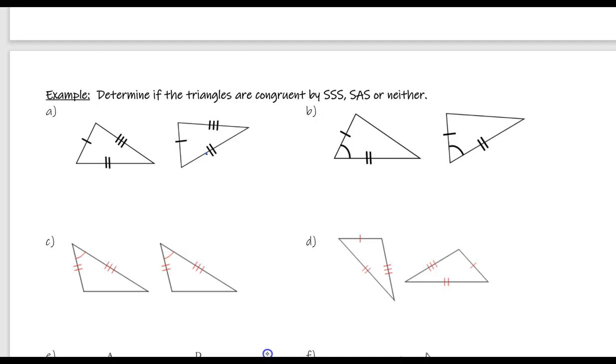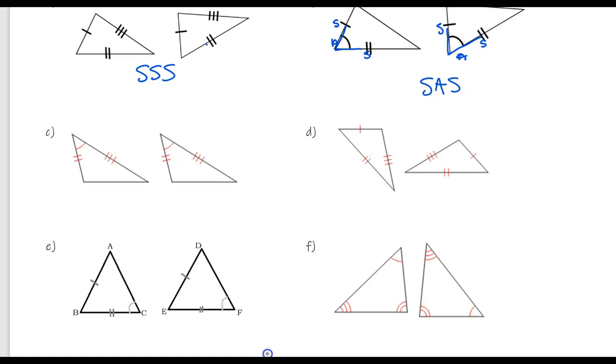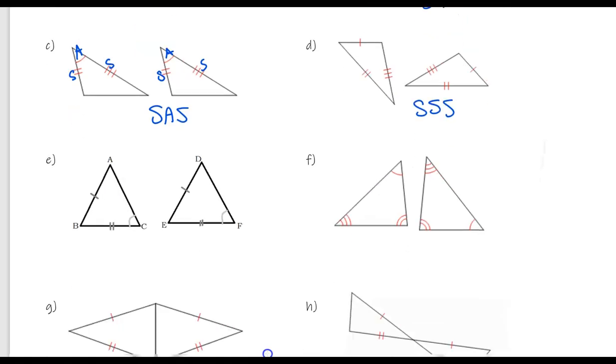So side, side, side. We can go ahead and put SSS. Here we have that side, we have that angle, and then we have that other side all touching. Again, side touching that angle and then touching that side. So SAS. Next we have S and then our A and then our S touching. S and then our A and then our S. So yep, it works on both. And then again, side, side, side for both of these triangles.